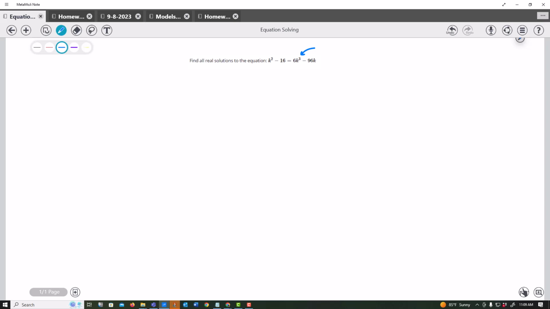I'm going to move everything to the right hand side, and I only do that because I want to keep that 6k, I kept wanting to say x, but that's a k, cubed. And when I move the x squared to the other side, that's minus x squared. And then I have the minus 96k is already on that side. When I move this to that side, that becomes plus 16.